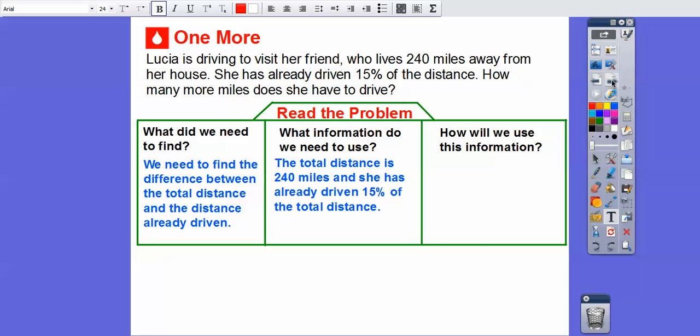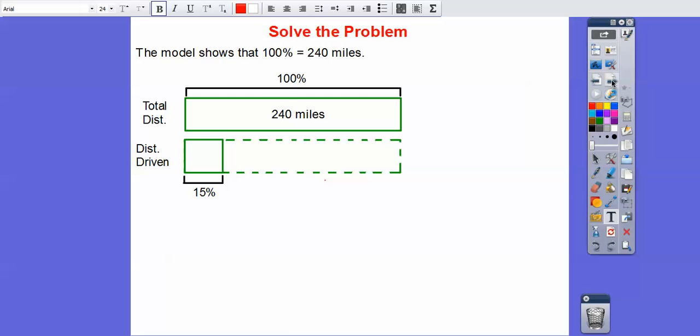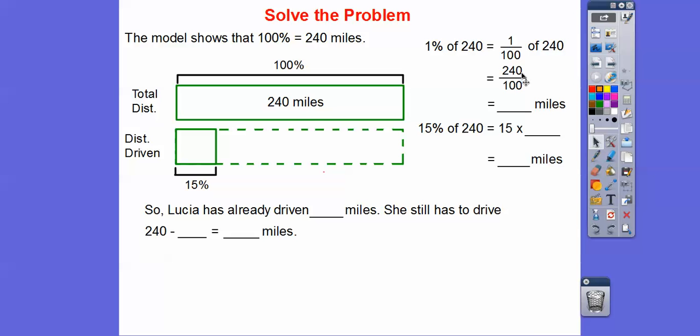And how are we going to use that? Well, we'll do the bar model again to find the number of miles already driven and subtract that from the amount of the total distance right there. Okay, so here's our bar model that shows 100% of the 240 miles right there, and we're looking for 15%, okay? All right, so let's do the 1%, you guys. So 1% of 240 is 1/100th. There's our 1% of 240, and of means multiply. So 240 times 1/100th is 240 over 100, okay? Does that make sense? Okay, and then so when you're dividing by 100, we just move the decimal over 2 places, so it's going to give us 2.4 right there.